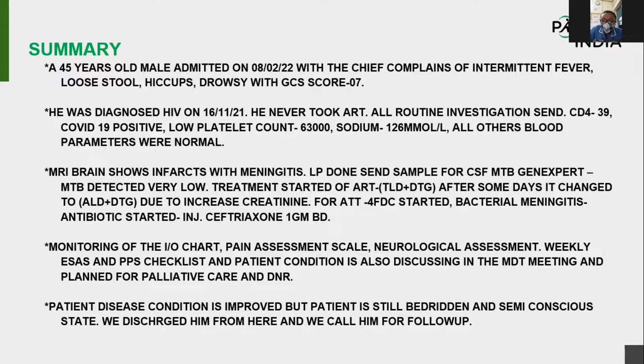And for bacterial meningitis, we started antibiotics. Then monitoring the I/O chart, where daily we are assessing the patient's pain assessment scale and neurological assessment, and weekly the ESAS and PPS checklist. We are following the patient's condition. We had discussed in the MDT meeting and planned for palliative care and DNR. Now we have sent the patient home, but he is still in the semi-conscious stage, and we call him for follow-up.